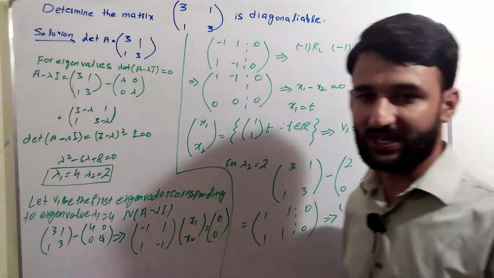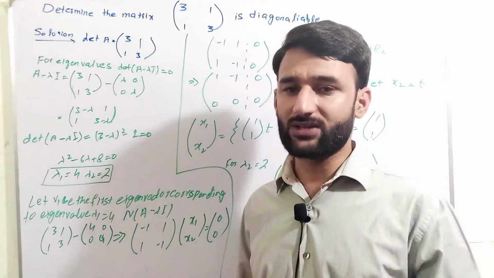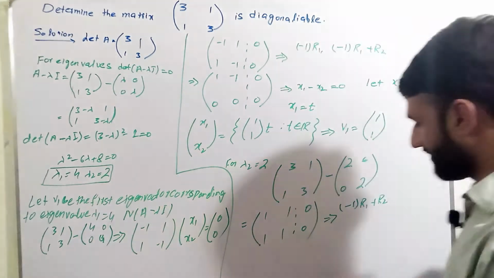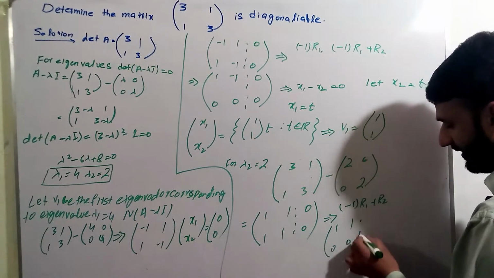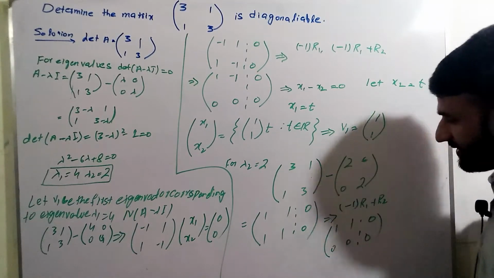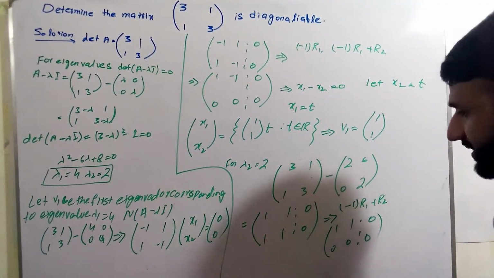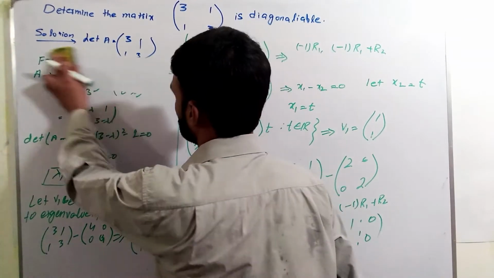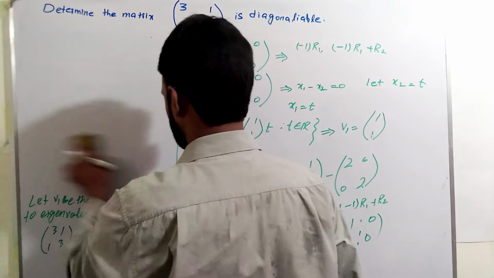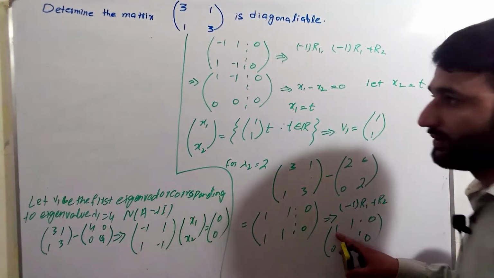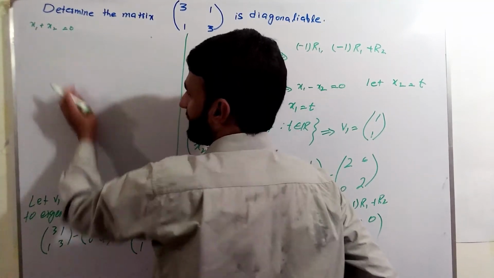When two rows of a matrix are the same, all other rows become 0 except one, right? So in this case we obtain [1, 1, 0; 0, 0, 0]. Now I'm going to remove the right side and look at the details. We have obtained x1 plus x2 equal to 0.